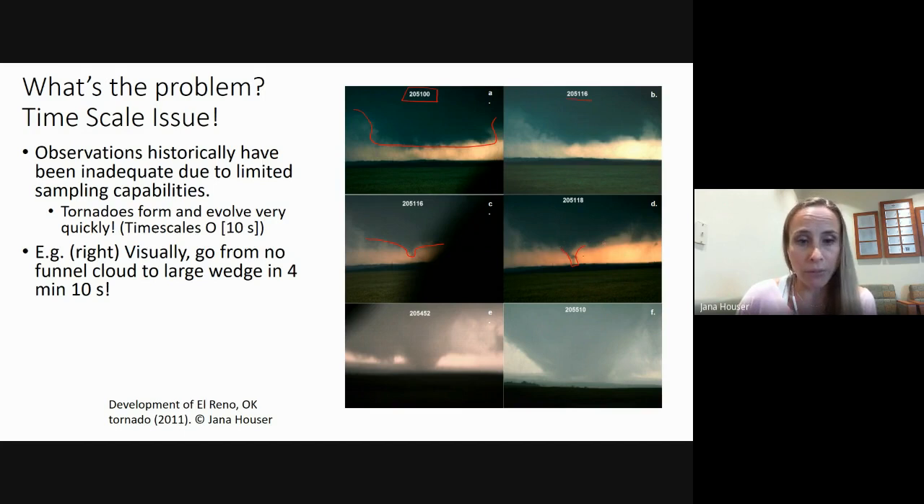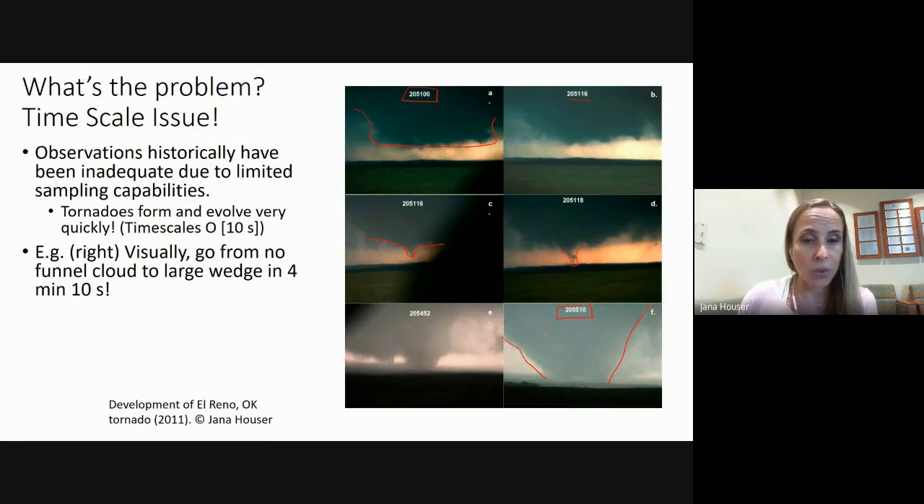And then moving on from that, if we jump a little bit into time, by this last picture here, 2055:10, we have a very large wedge tornado on the ground. And just as a little point out here, this is 4 minutes and 10 seconds between no condensation funnel whatsoever and an extremely large and violent tornado at this point.